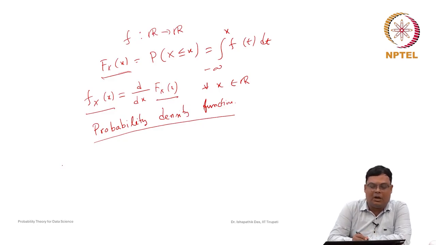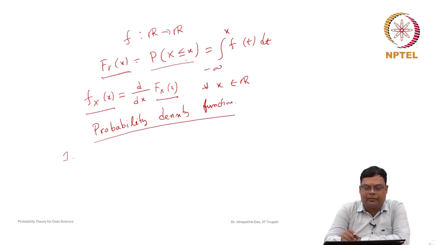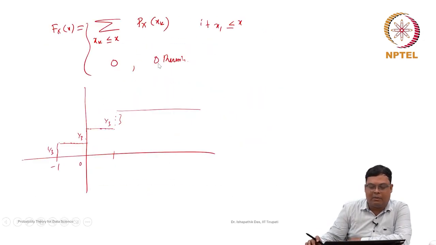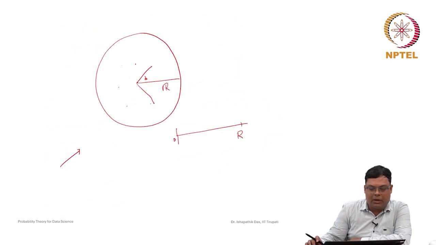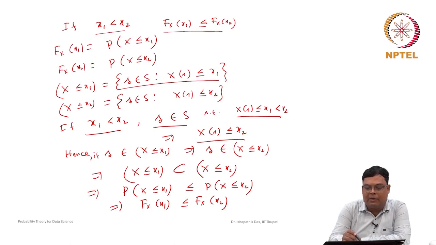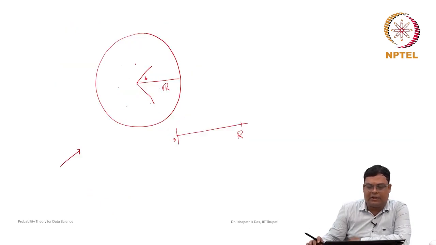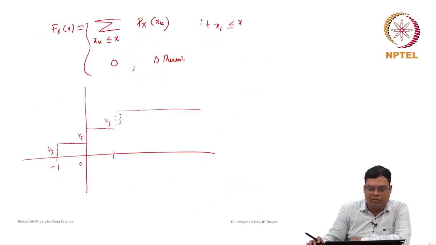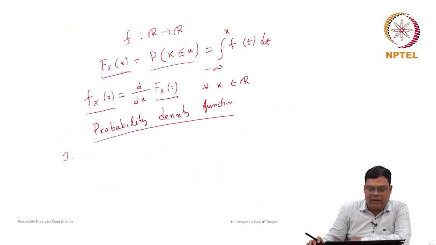Now, what are the properties of the probability density function? One property is that it is the derivative of a non-decreasing function F_X(x). We have already discussed the properties of the cumulative distribution function, and we proved that it is always non-decreasing: if x1 is less than x2, then F(x1) is less than or equal to F(x2). So the cumulative distribution function is a non-decreasing function. Therefore the probability density function, being the derivative of the CDF F(x), is always greater than or equal to 0 for all x belonging to the real numbers.